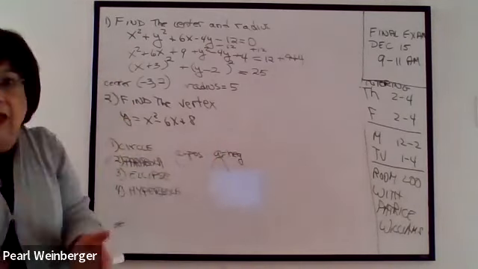Okay, I think we can work on this together. If you notice, it's obviously a hyperbola because we have an x squared and a y squared in it, and the sign in between them is minus. That makes it a hyperbola.